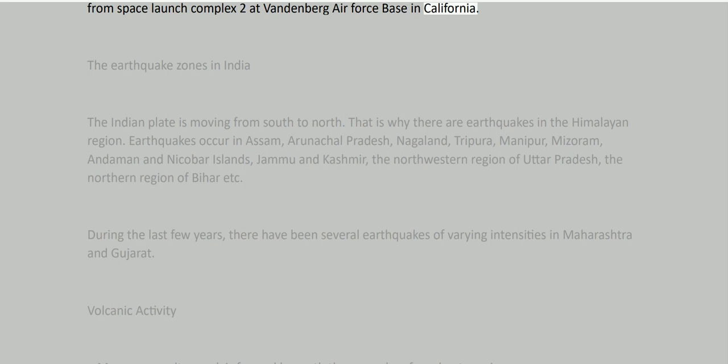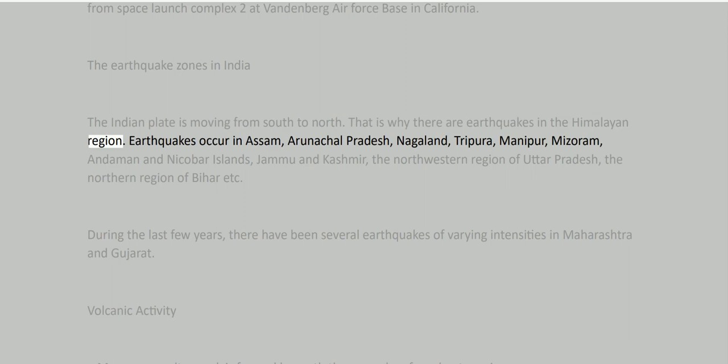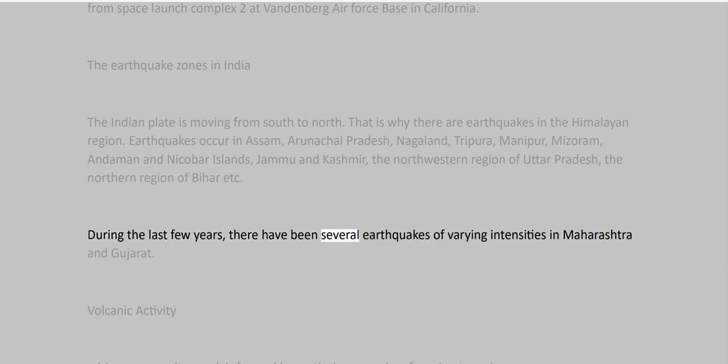The earthquake zones in India: the Indian plate is moving from south to north. That is why there are earthquakes in the Himalayan region. Earthquakes occur in Assam, Arunachal Pradesh, Nagaland, Tripura, Manipur, Mizoram, Andaman and Nicobar Islands, Jammu and Kashmir, the northwestern region of Uttar Pradesh, the northern region of Bihar etc. During the last few years, there have been several earthquakes of varying intensities in Maharashtra and Gujarat.